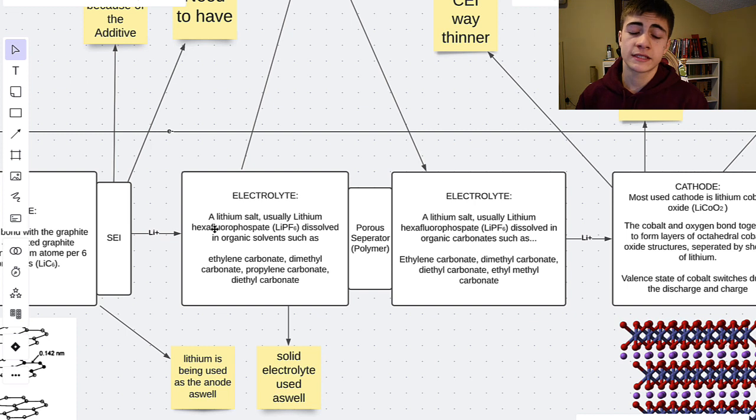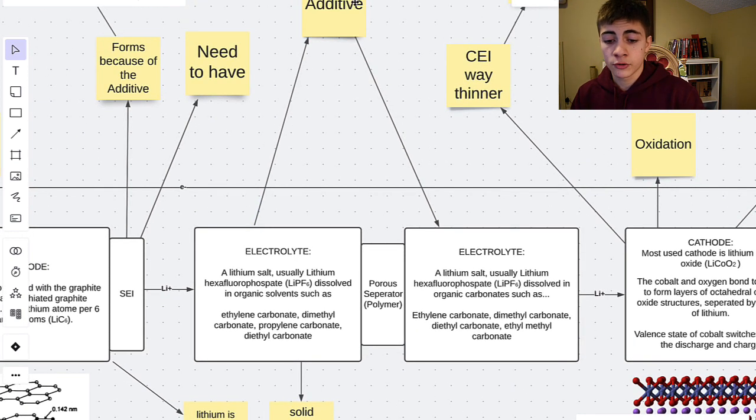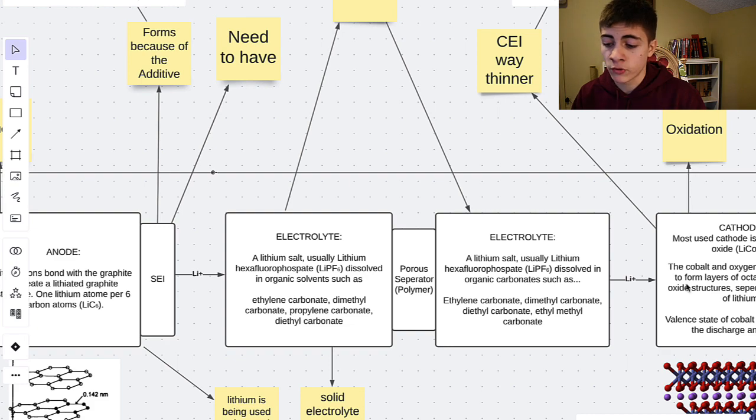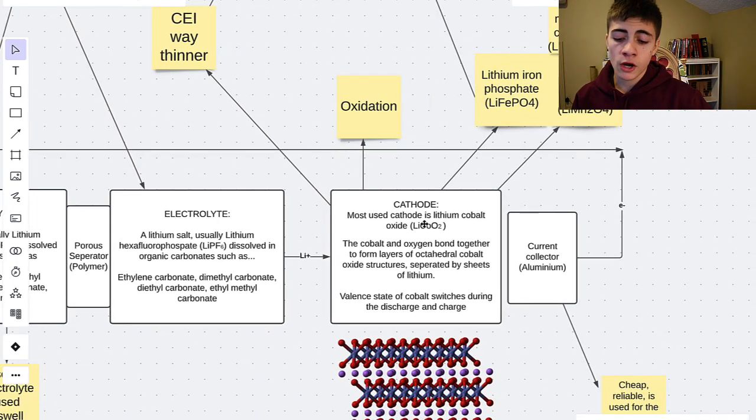So basically what you have to take away from the electrolyte is that lithium hexafluorophosphate is dissolved in organic carbonates, and there's also an additive that forms the SEI, which is this protective film over the anode and the cathode. So let's talk about the cathode.